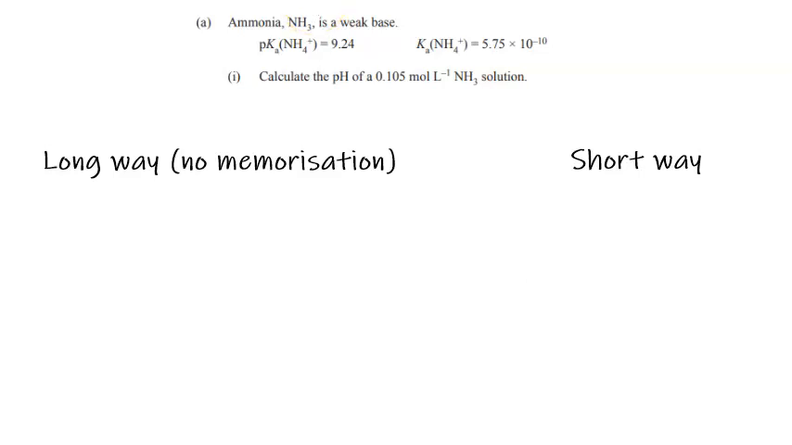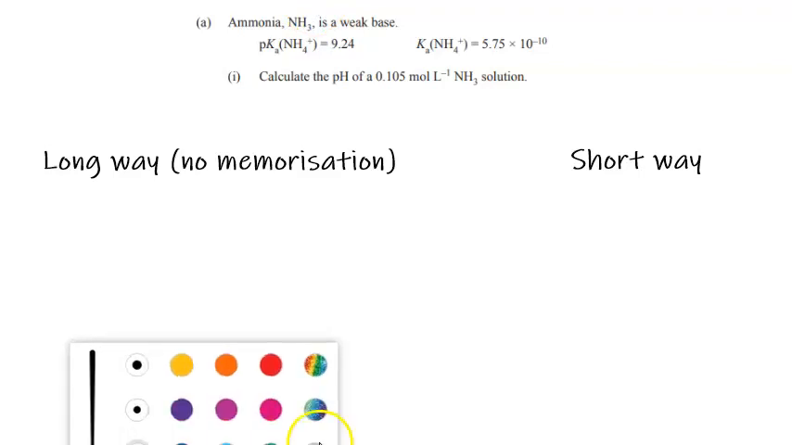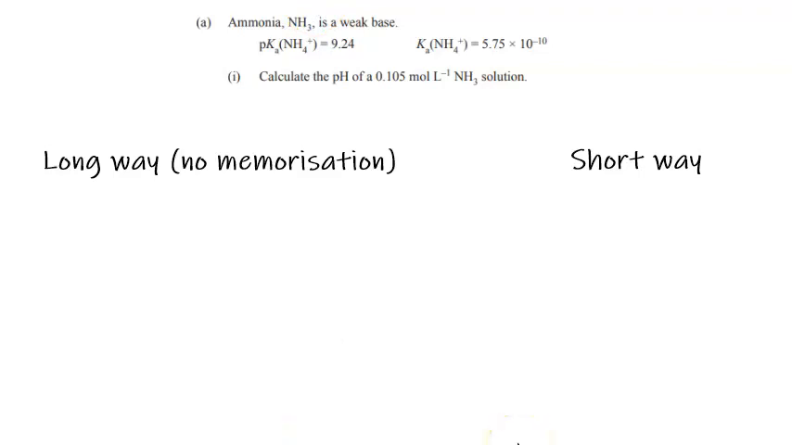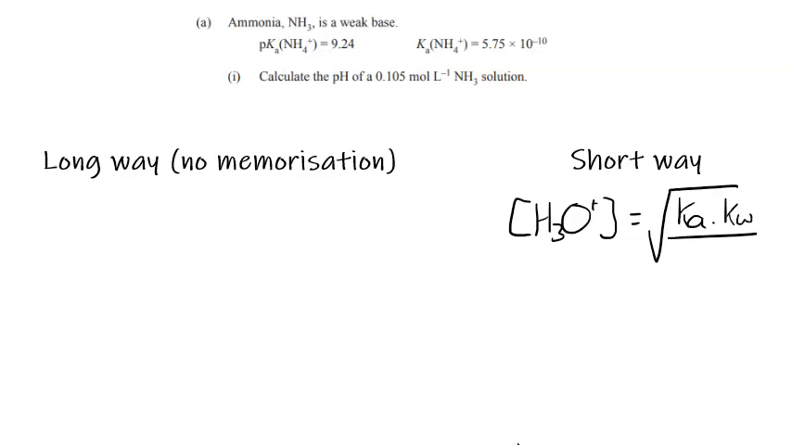The formula we use for the short way is quite tricky to derive, and I'm not able to do it, so I can post something showing how from another website or book. But we use this formula: the concentration of H3O+, hydronium, is equal to the square root of Ka times Kw divided by the concentration of the base, so in this case NH3.